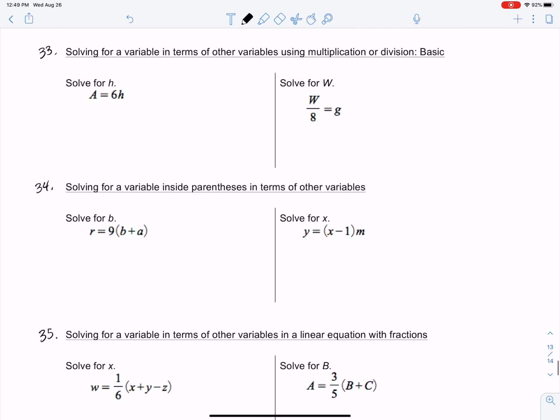Solving for a variable in terms of other variables using multiplication or division. So we want to solve for h here. This is what it's asking us to do. Solve for h. So I have a equals 6h. How can I get h by itself? I need to divide by 6, right? Because these will create a 1. But if I did that to the right-hand side, I have to do it to the left-hand side. So we get a over 6 equals h. And there we go. That one is done. Try the one on the right-hand side.